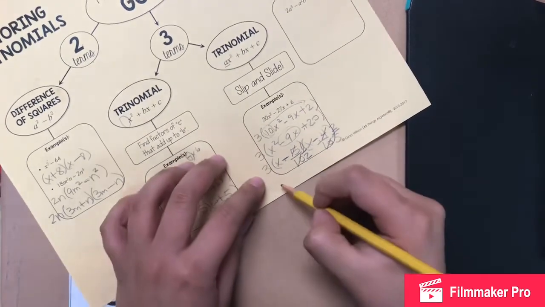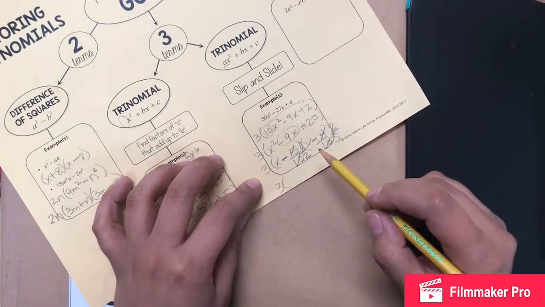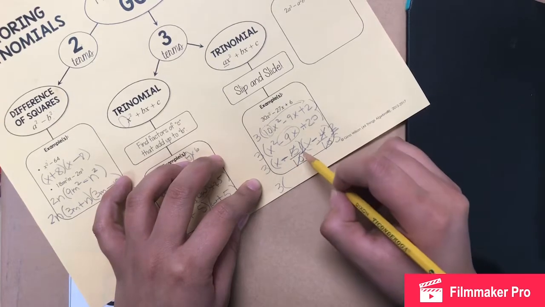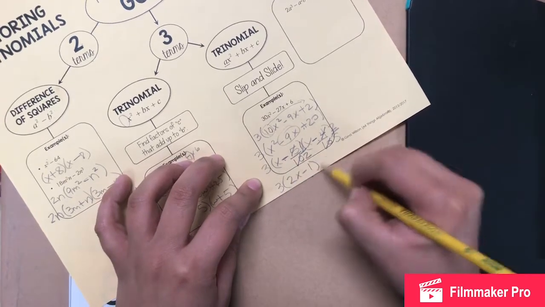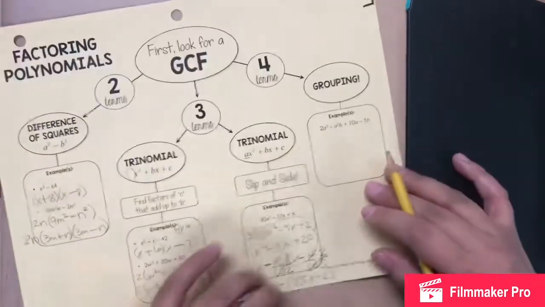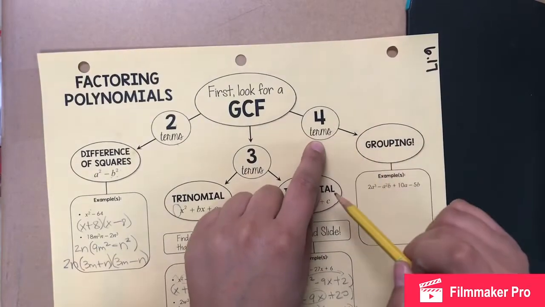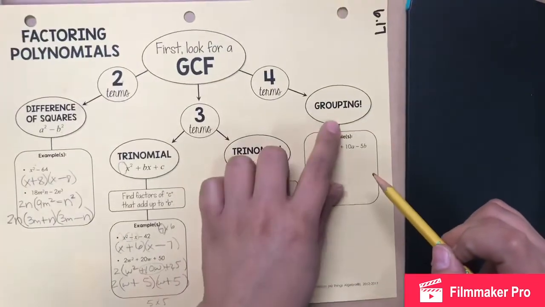And now comes the slide part. So I'm going to slide the denominators back to the front of that binomial. So this becomes 2x minus 1, and this becomes 5x minus 2. The last and final type after we look for the GCF is when I'm left with 4 terms. 4 terms, we call it grouping.